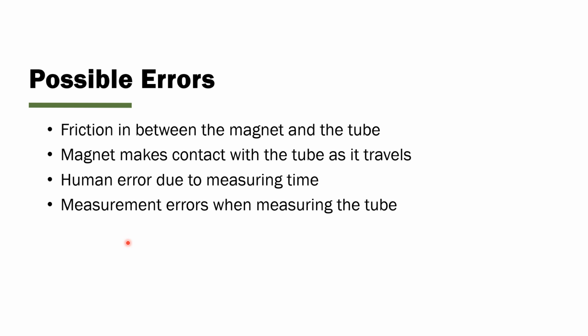Now, possible errors in the actual experiment. There's friction between the magnet and the tube, since the magnet makes contact with the tube as it travels. There's also human error due to measuring time, and in the measurements we took of the aluminum foil tube.